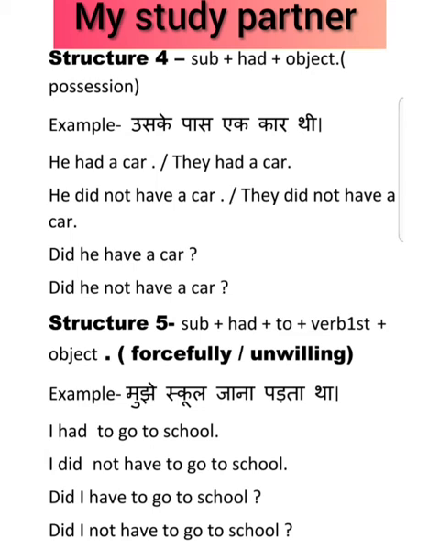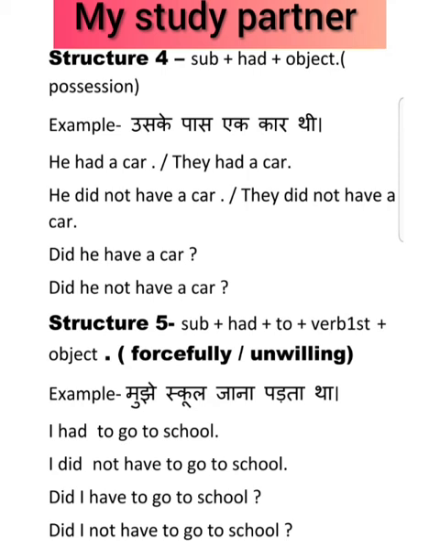Now structure number 5. Subject plus had to plus verb's first form plus object. And as it was written in the earlier form of the present tense, it's written here too, forcefully and unwillingly. It means you were forced by someone, or you were not willing to do the work, but still you had to do it. So you can see earlier we were having has, have, now we only have had. We have changed the helping verb.